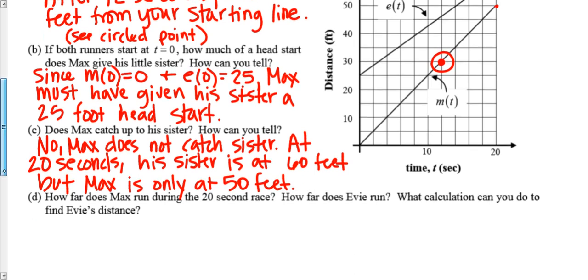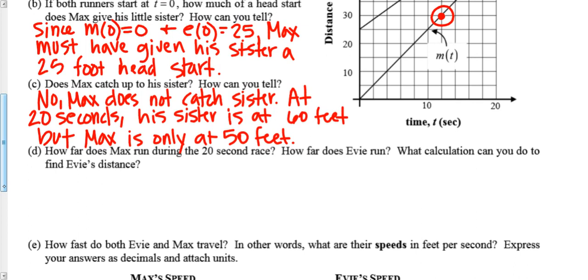And then the next part: how far does Max run during the 20-second race, how far does Evie run, and what calculation can you do to find Evie's distance? So in the 20-second race, Max ran 50 feet. So Max ran 50 feet in 20 seconds.